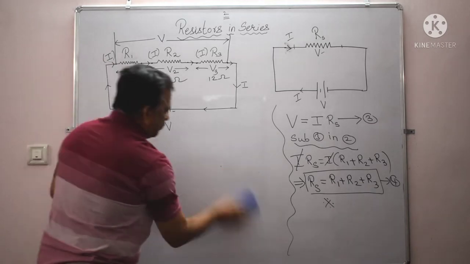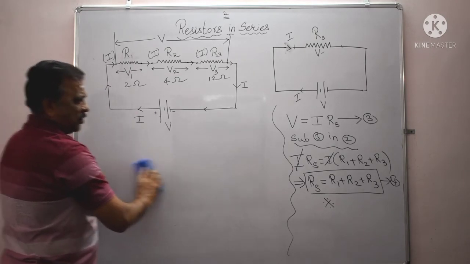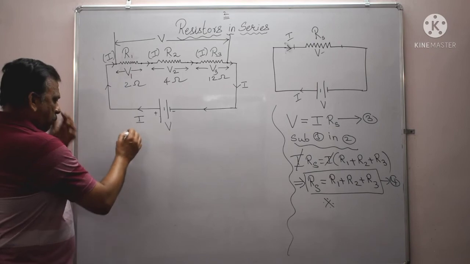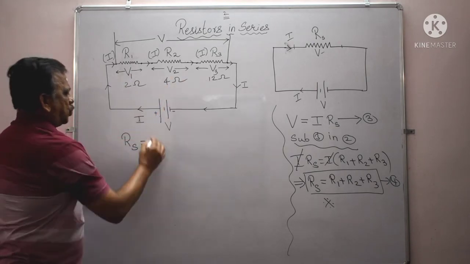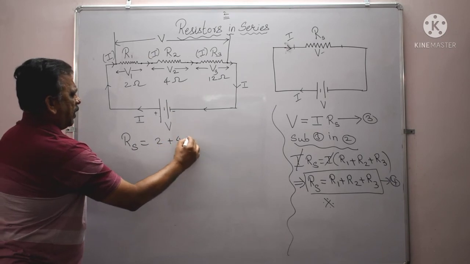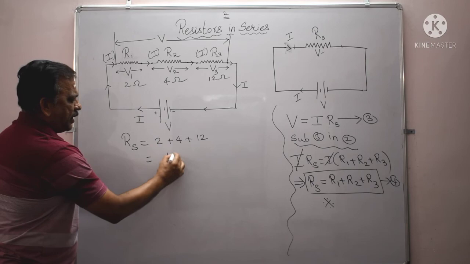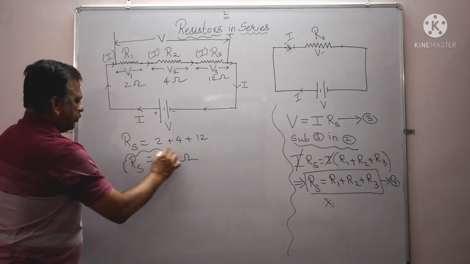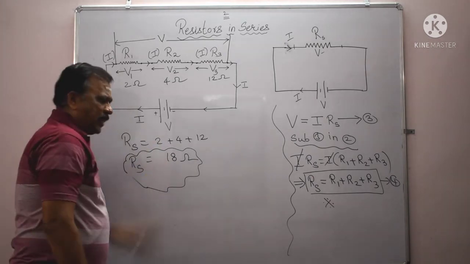That's the formula. For the total resistance of a series combination of resistors, we add the individual resistances. So R sub S is equal to 2 plus 4 plus 12. So I end up with 16 plus 2, 18 ohm. So if you look at the total resistance, it's 18 ohm.